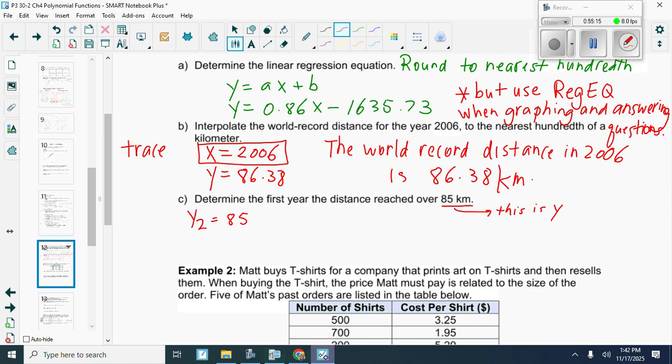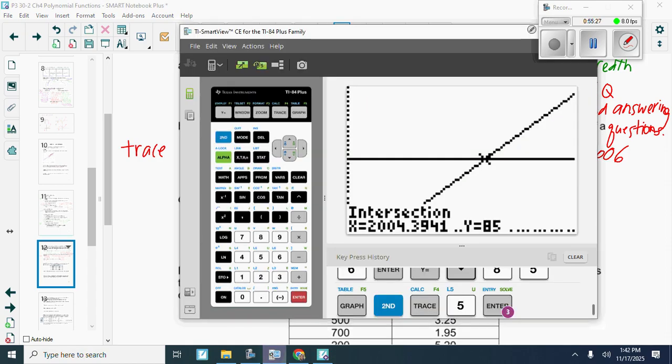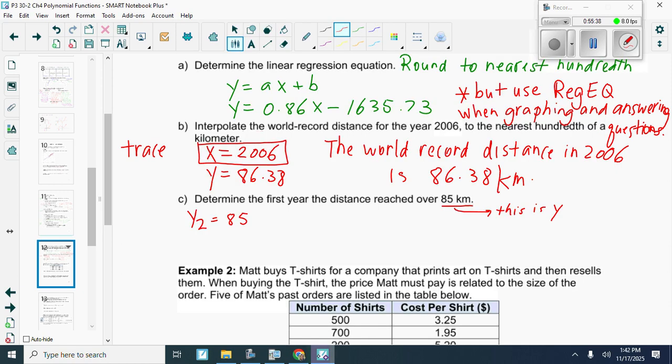Just make sure, when you're graphing interpolation, you should already be able to see it in your window. If it asks for extrapolation, you might have to change your window settings because you have to be able to see where it actually intersects. If you can't see the intersection, your calculator can't find it for you if it's off the screen. You have to be able to see it for your calculator to give you the answer.